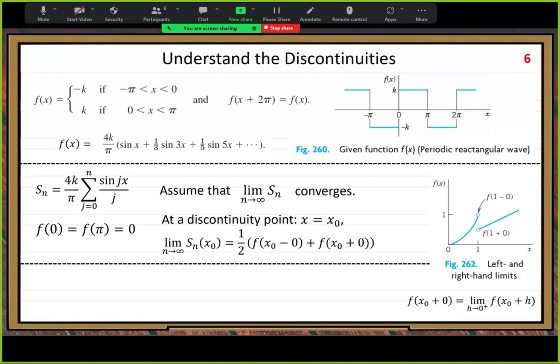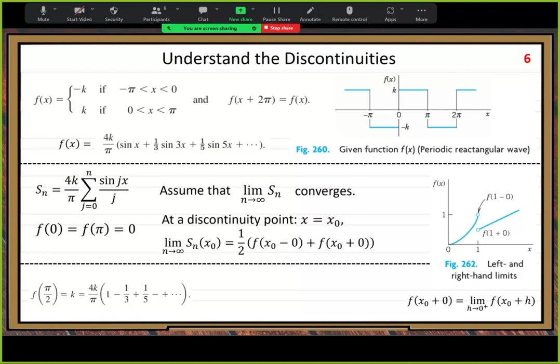So the Fourier series is convergent at this discontinuity point, and it converges to this number. That helps you understand the Fourier series behavior at the discontinuity points. We have finitely many discontinuity points, and at each one the Fourier series value is that. All right, that's one property.